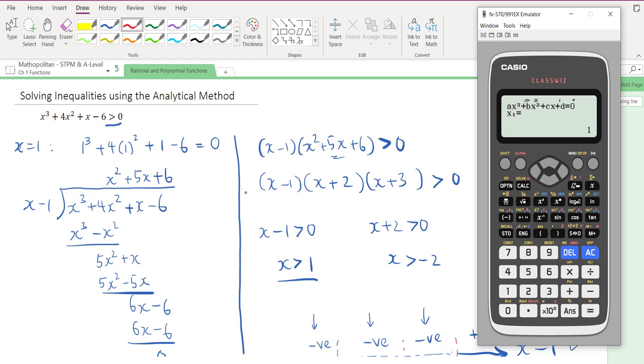So one of the factors here is 1. If you scroll down, the other factor is -2, and if you scroll down again, the other factor is -3.